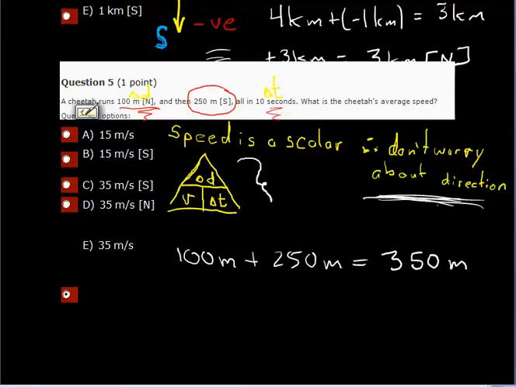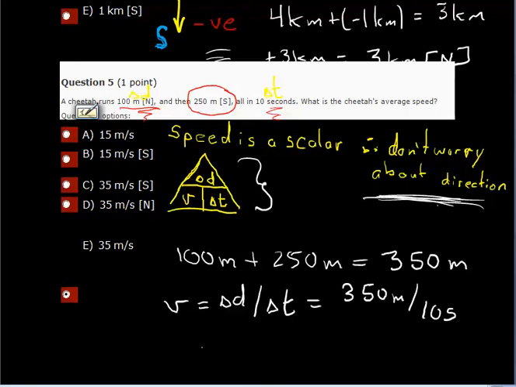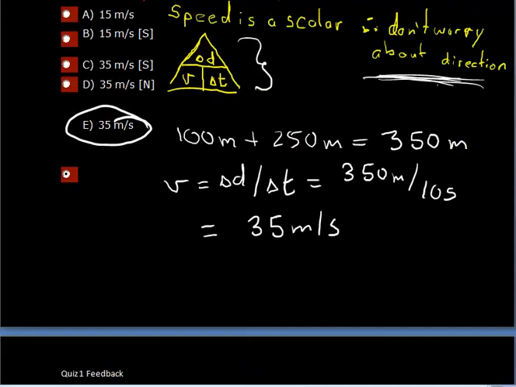As we have from this triangle, speed is equal to your change in distance divided by your change in time, which is going to be 350 meters divided by 10 seconds, giving me a total of 35 meters per second. So your answer is E. 35 meters per second, because they did not care about direction, because they wanted to know speed and not velocity.